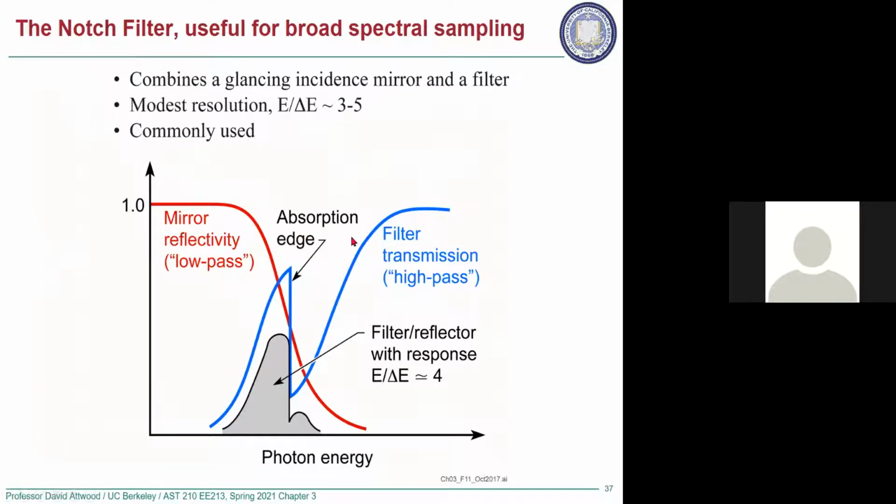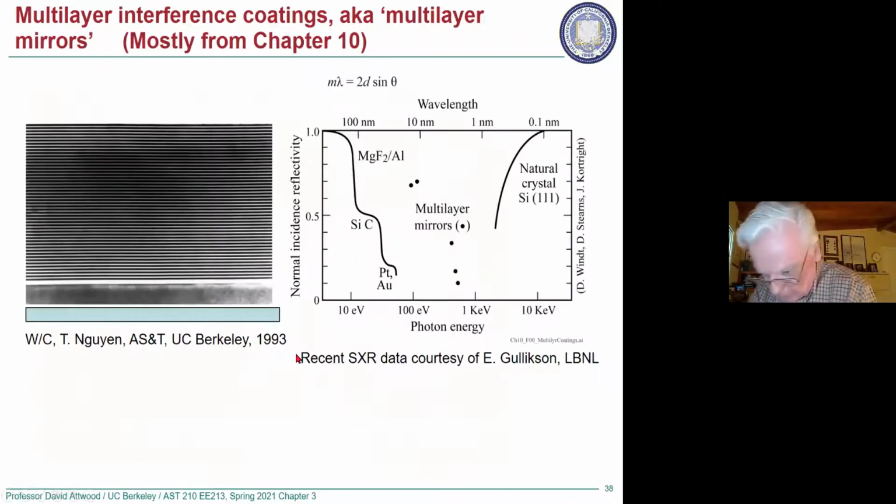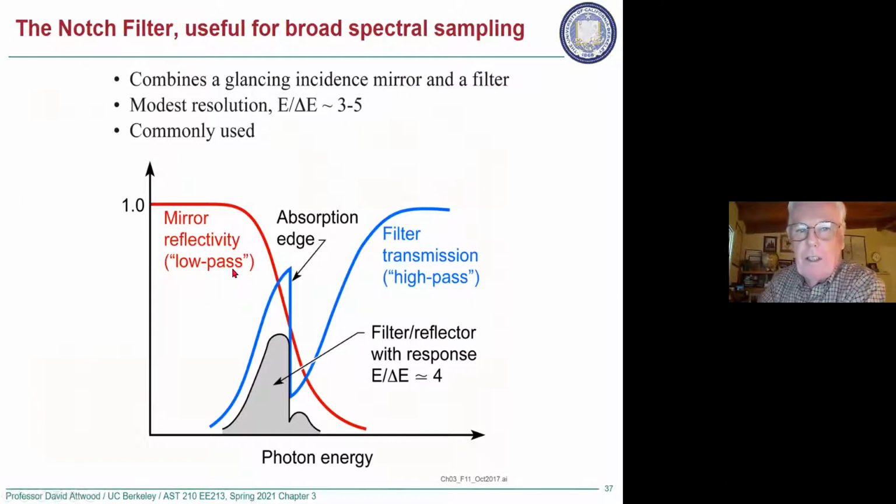So here's what they call a notch filter. The mirror reflectivity, no units on this, is shown in red. It's like this. In certain communities, they would call that low pass. It passes photon energies below some energy. And they combine that with an absorption filter, which has an absorption edge, and it allows things to go at higher energies. They can just go through the filter like butter, maybe 90% or more getting through. So that's a high pass. And there's this little notch here right around the absorption edge.